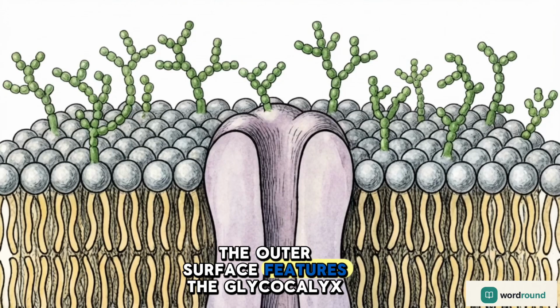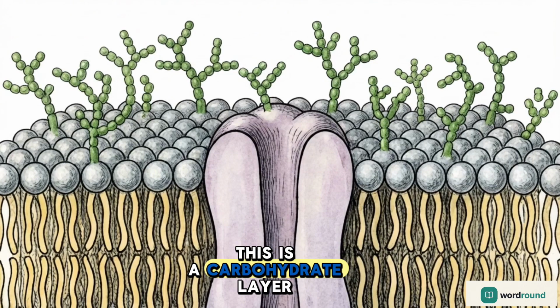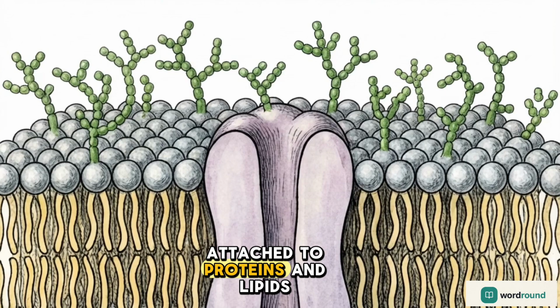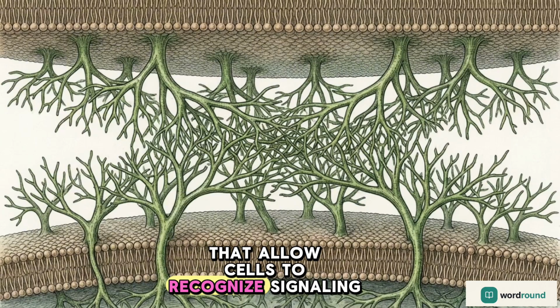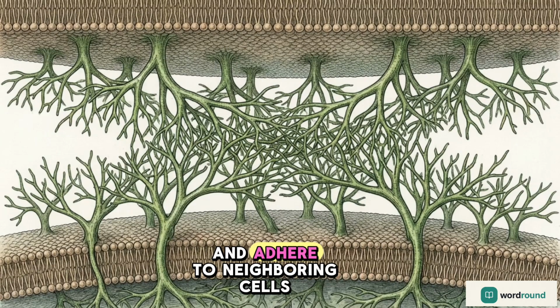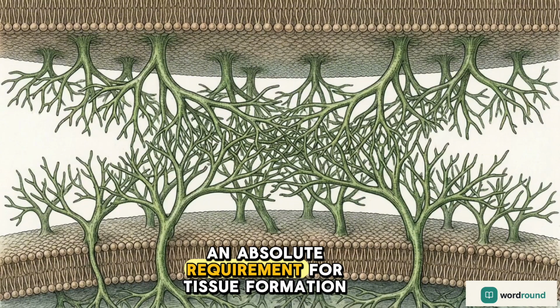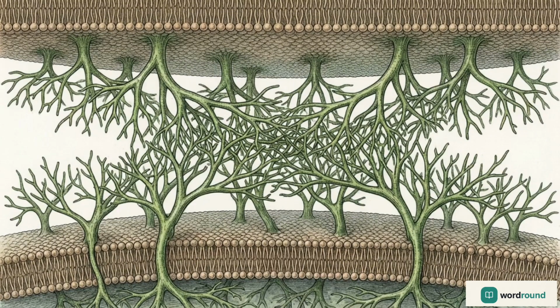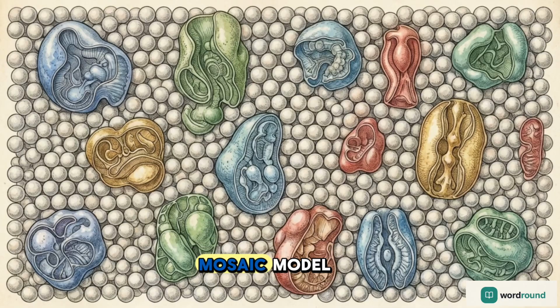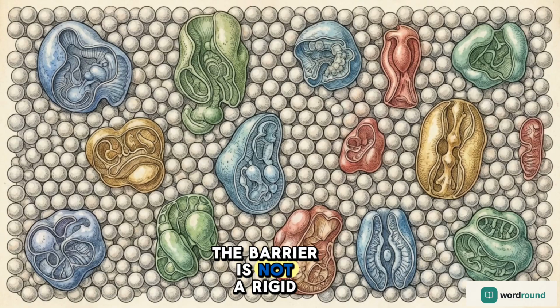The outer surface features the glycocalyx. This is a carbohydrate layer attached to proteins and lipids that allows cells to recognize signaling molecules and adhere to neighboring cells, an absolute requirement for tissue formation. The structure operates under the fluid mosaic model. The barrier is not a rigid wall.